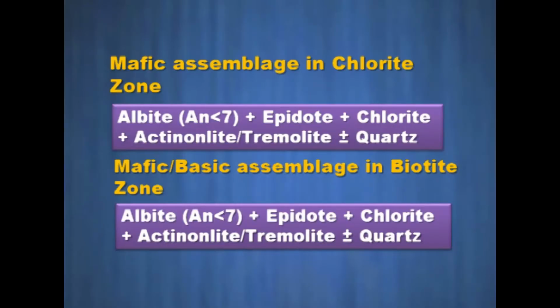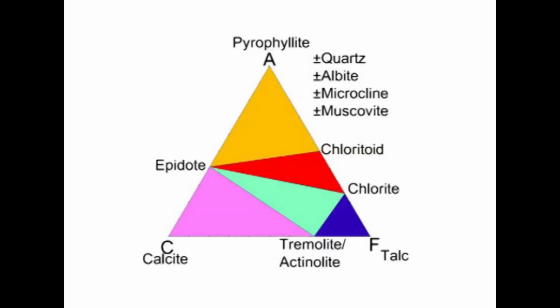Mafic/basic assemblages in the chlorite zone. We can observe the following basic assemblages with the help of the ACF diagram. Assemblage 1, albite plus epidote plus chlorite plus actinolite/tremolite plus or minus quartz.